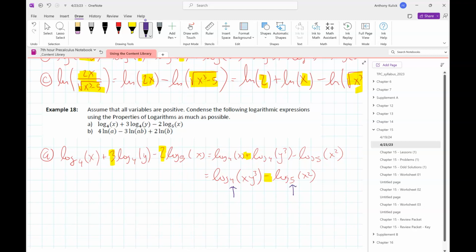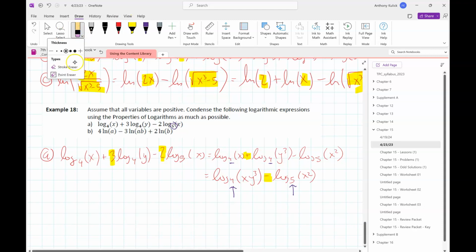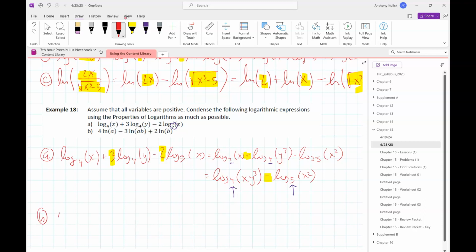Look at the bases on the logarithms. In order to use either the product or quotient property, the bases of the logarithm must be the same. They were here when I did the product property. They are no longer the same, though. Notice in the beginning, one of them was log base 5, so that's as good as I can do. So I'm done.